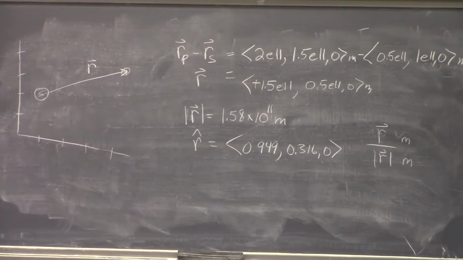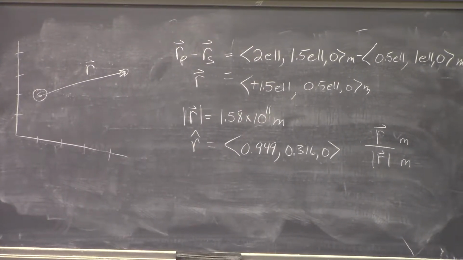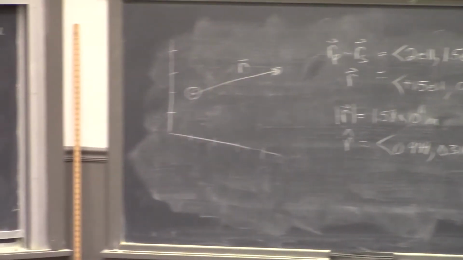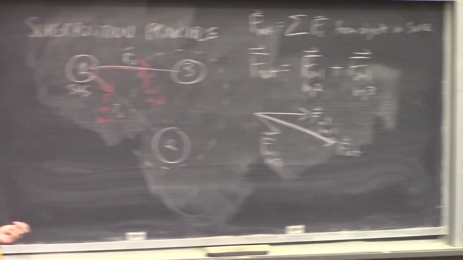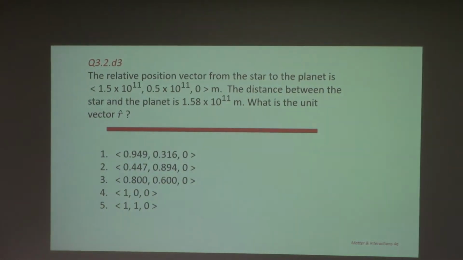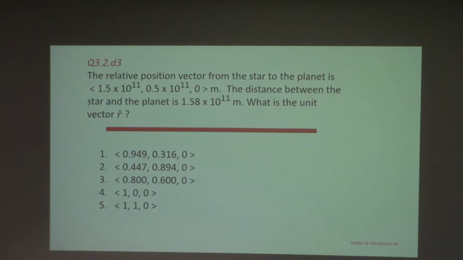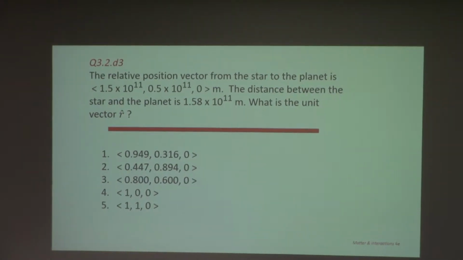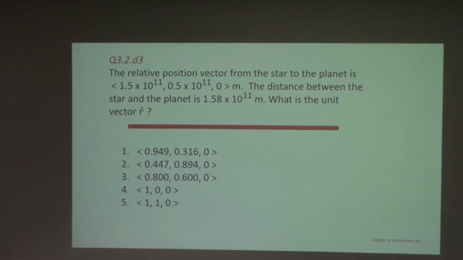Okay. So how can you rule out some of these? There's a couple of these you can rule out by inspection, right? So why can you rule out 4? It's just in the wrong direction, isn't it? Why can you rule out 5? It's not a unit vector. Its magnitude is greater than 1. So then the rest you have to actually calculate.